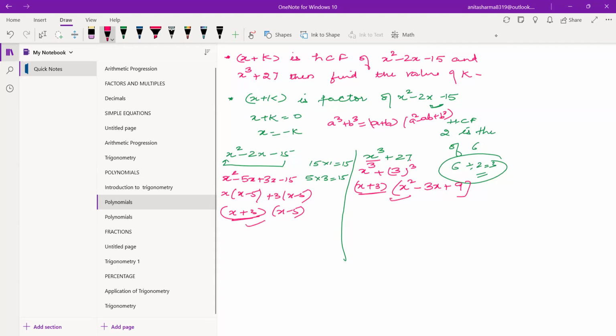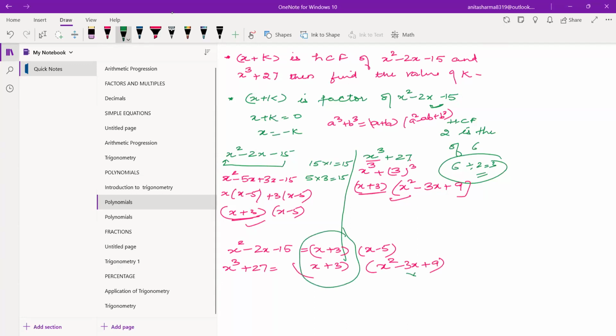Writing like this, x square minus 2x minus 15 is equal to x plus 3 and x minus 5. And here x cube plus 27 is equal to x plus 3 and x square minus 3x plus 9. Right, beta? So this can't be factorized because it does not contain real roots. So the common factor in both, the HCF, is x plus 3.